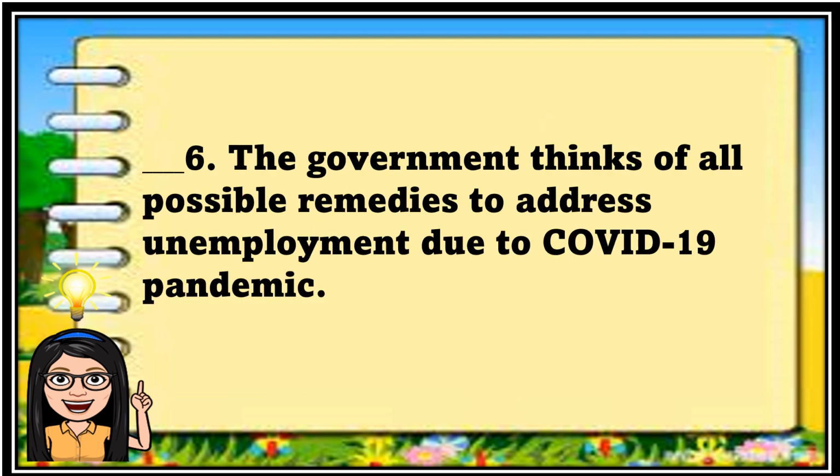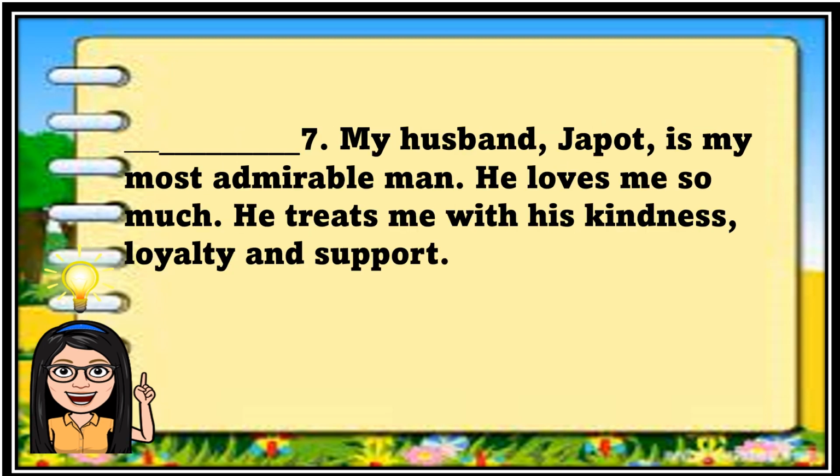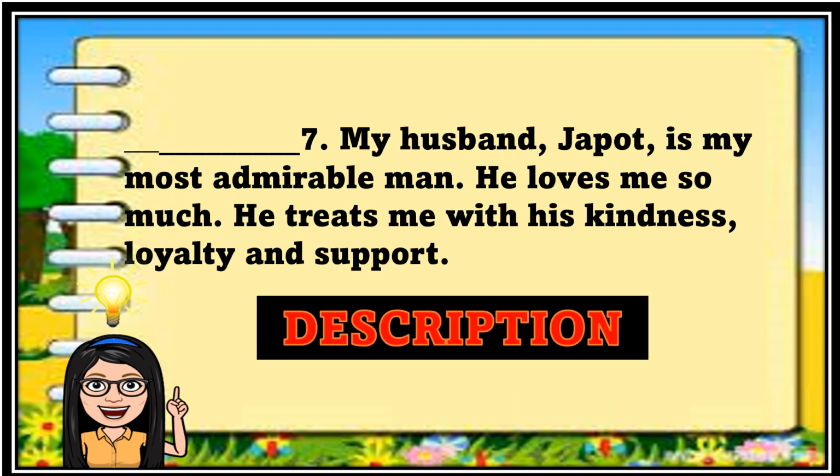Number 6 question. The government thinks of all the possible remedies to address unemployment due to COVID-19 pandemic. So what do you think is the correct answer here? The correct answer is problem and solution. Question number 7. My husband, Japot, is my most admirable man. He loves me so much. He treats me with his kindness, loyalty, and with the support. The correct answer in number 7 is description.